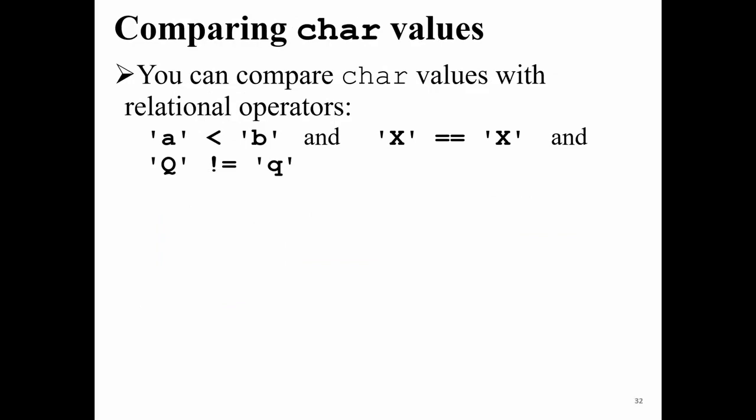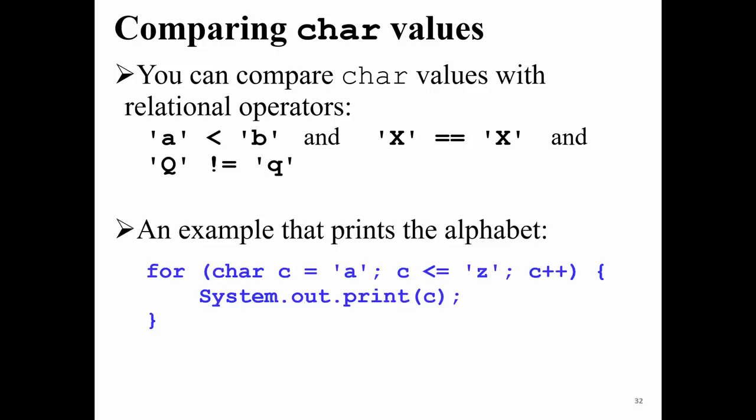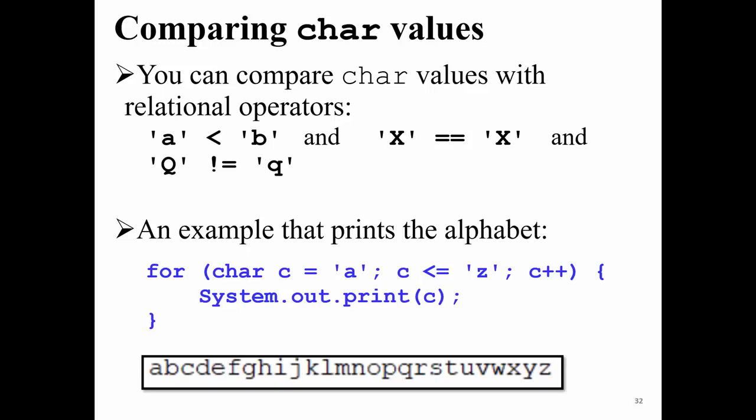I can use the relational operators. I can ask if a small is less than b small, that returns true; if X capital is equal to X capital; and if Q capital is not equal to Q small. I can use the relational operators because Java understands the character as an ASCII code. I can use them inside the for loop: for a character c equal to ASCII code of a, less than the ASCII code of z, I print c++. This will print the lowercase alphabetic set.